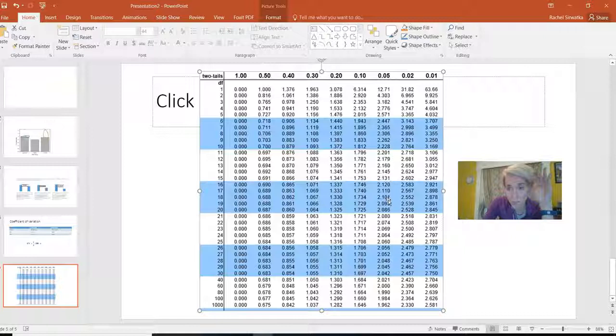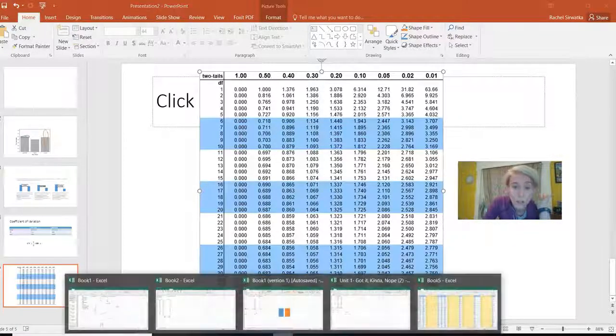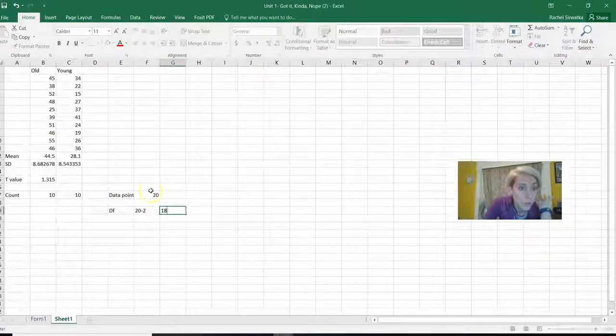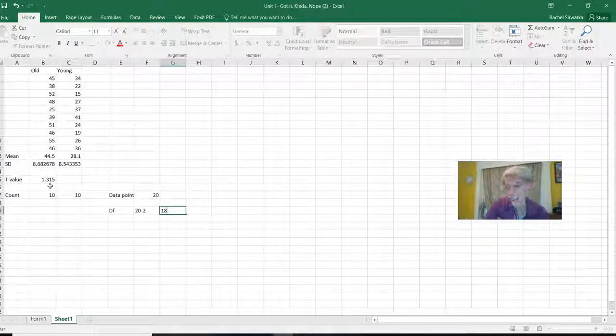Okay, so let's go back and check. That number, 2.101, is the magic number. If I'm above that, I'm good. If I'm below it, sad times, null hypothesis. 2.101. Oh, I don't have that as my t-value. In fact, I am well below that threshold. So I sadly have to accept the null hypothesis, accept that at least my data does not show that age has any significant effect on perceived life satisfaction.